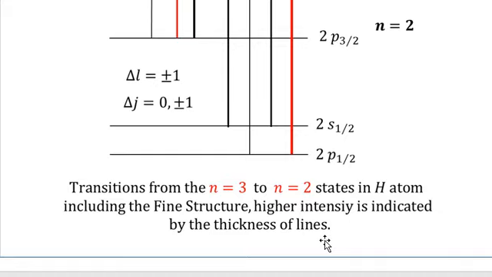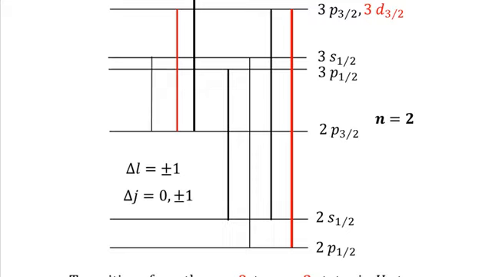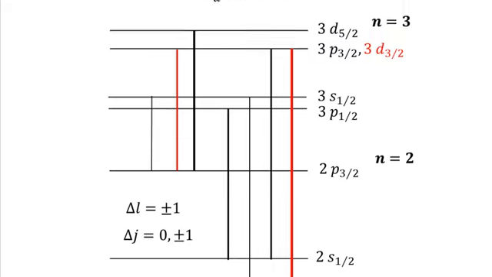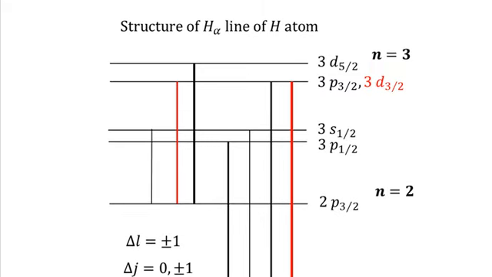So you see that I have shown the transitions between these levels from n equals 3 to n equals 2. You know that before that, when we started the course on the hydrogen atom, the H alpha line was only a single line. But now the H alpha line consists of 7 lines, as I have shown these 7 transitions.